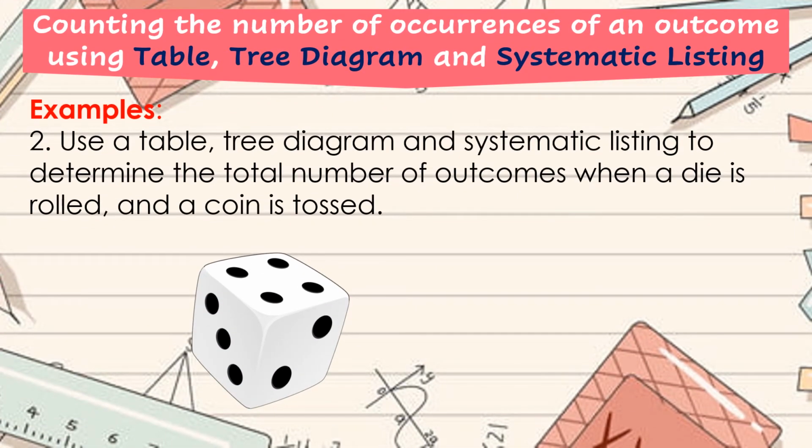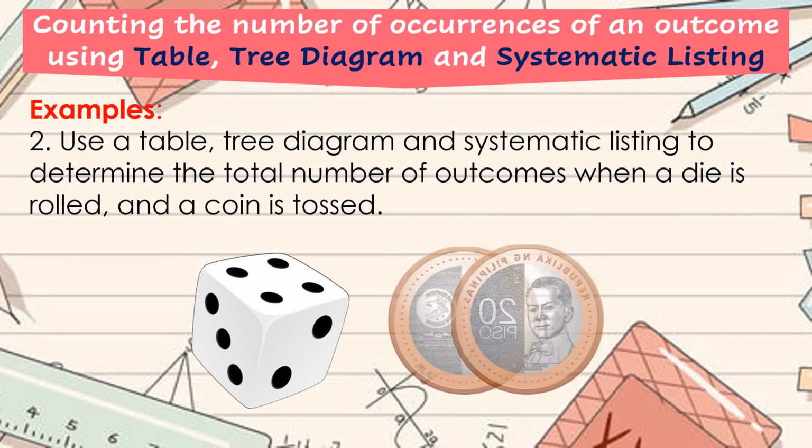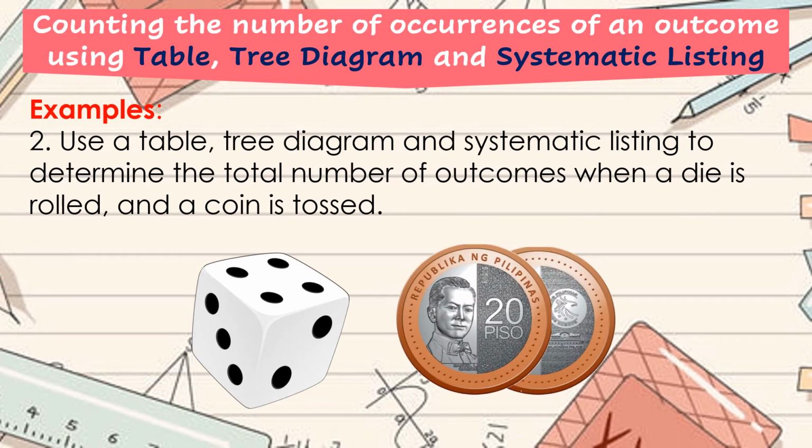Another example. Use a table, tree diagram, and systematic listing to determine the total number of outcomes when a die is rolled and a coin is tossed.